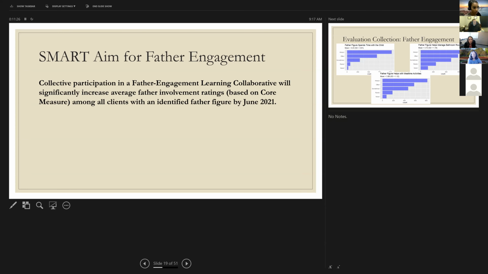So to remind you, as a Learning Collaborative, our goal was to see if collective participation in a father engagement Learning Collaborative significantly increased the average father involvement ratings based on that core measure I just showed you among all clients with an identified father figure by June of this year. So really, we didn't have a set goal in terms of how high we wanted to increase that. We were just looking to see, is there a significant difference from the beginning to the end in father engagement?